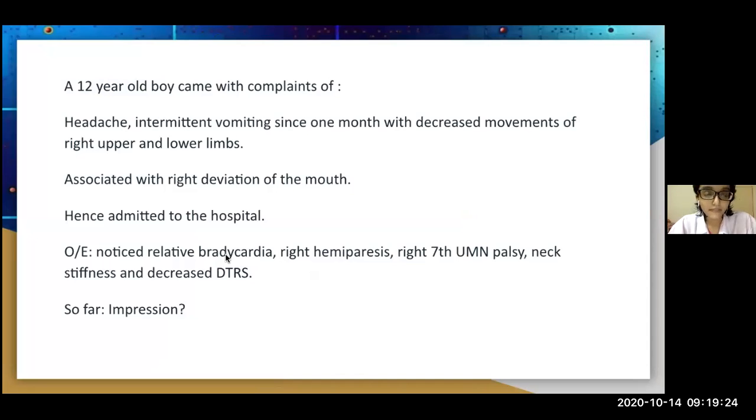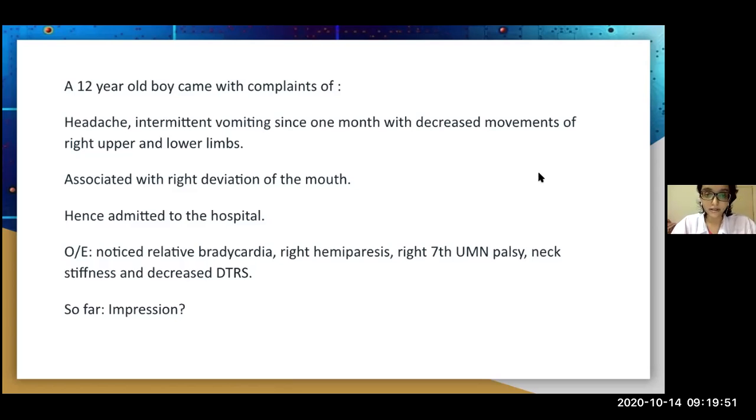A 12-year-old boy came with complaints of headache and intermittent vomiting since 1 month with decreased movements of right upper and lower limbs. This was associated with right deviation of the mouth, and hence the patient was admitted to the hospital. On examination, it was noticed that he had relative bradycardia, right hemiparesis, right 7 upper motor neuron palsy, neck stiffness, and decreased deep tendon reflexes.